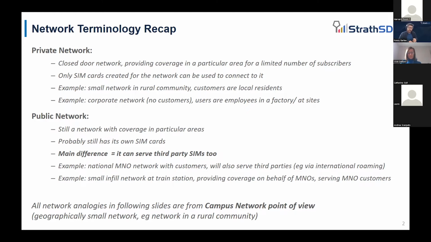The national MNO still has its own private network. It's still got its own SIM cards, but it can serve third parties through international roaming. Another example is a small infill network that's provided at a train station or an airport, and it provides coverage on behalf of the MNOs and serves the MNO customers. All the slides and diagrams I'm going to present from this point forward are from a campus network point of view. So you can imagine a geographically small network, for example, a network in a rural community.